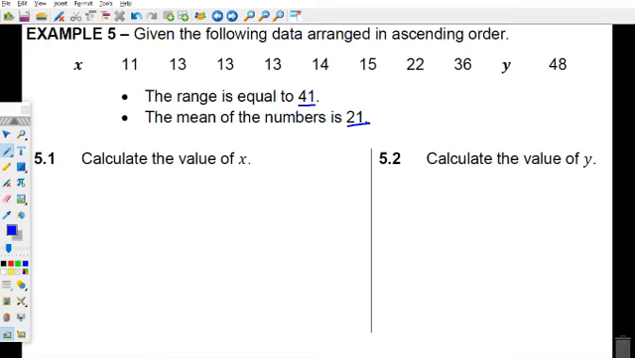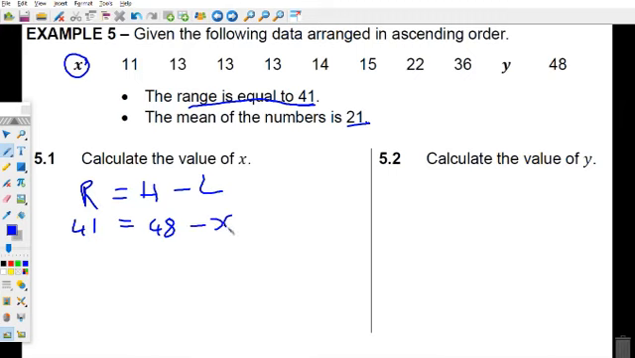Alright, so okay, let's look at this. We're having our data and we're asking it in different ways now. So we're working backwards. We calculate the value of x. Do we see that x is my lowest value? And they said the range is equal to 41. So my range is equal to my highest minus my lowest. So if my range is 41 and my highest is 48, my lowest being x, so x is therefore equal to 7. Alright. Now, calculate the value of y.